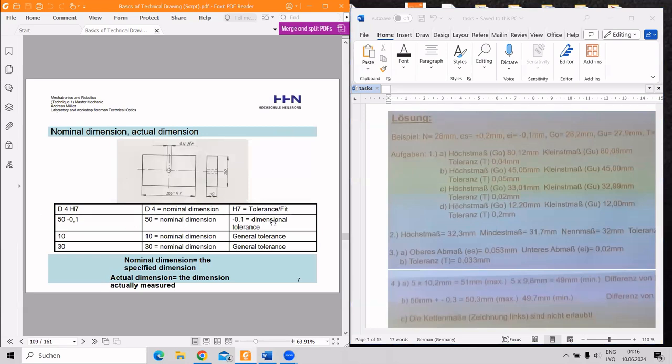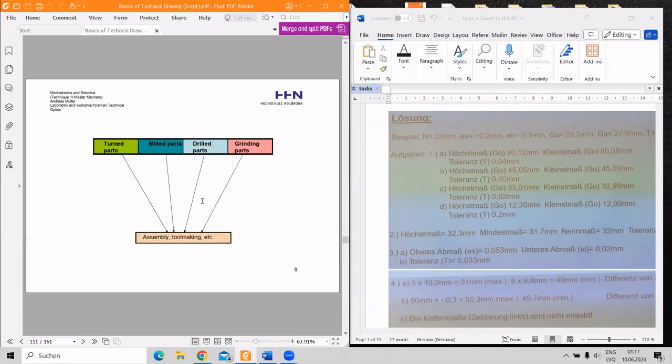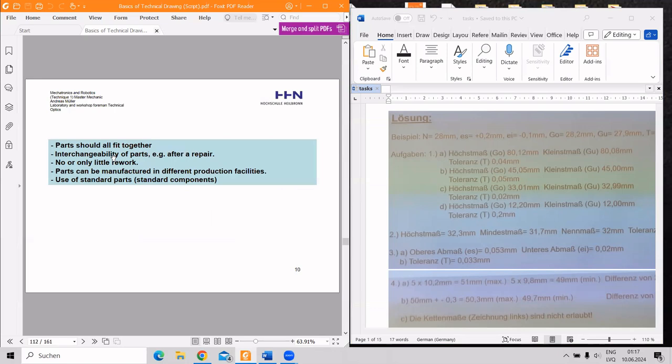Well, here are just some designations and explanation about it. So 15 here is a nominal dimension, minus 0.1 dimensional tolerance. And in the first case, h7 is a tolerance fit. So this also can be found in the book. So going further, it's not quite actual.